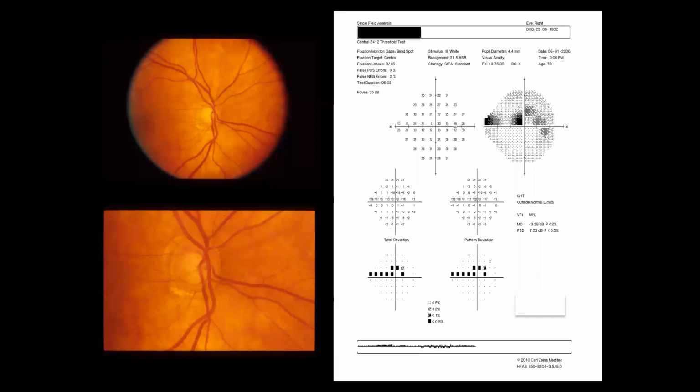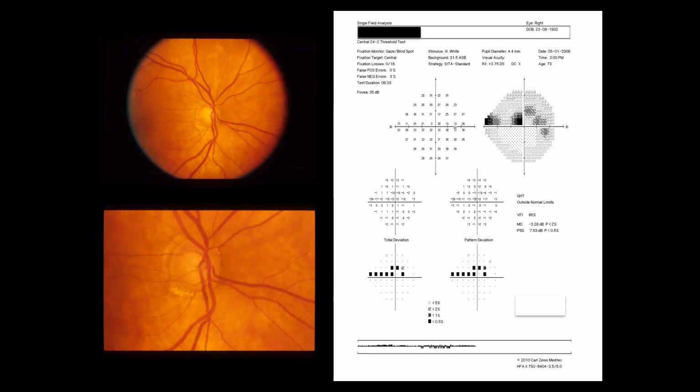You mentioned the reliability indices, which is really excellent. Fixation loss is 0, which is less than 30%, which is less than 20%. We can accept 30% in a patient who's having advanced visual field damage. False positive and negative are less than 20 to 30%, which is acceptable. Go ahead, please, Khalid. We have the pupil diameter is 4.4 millimeter.